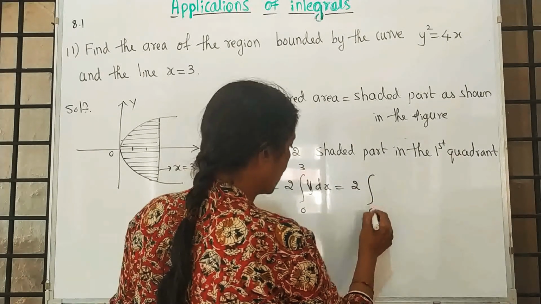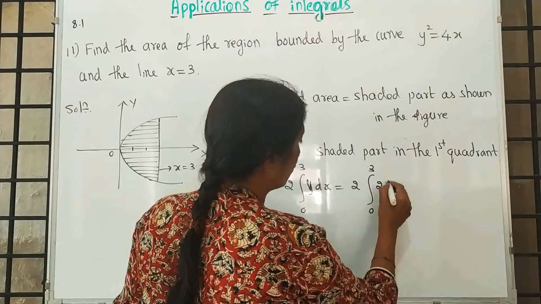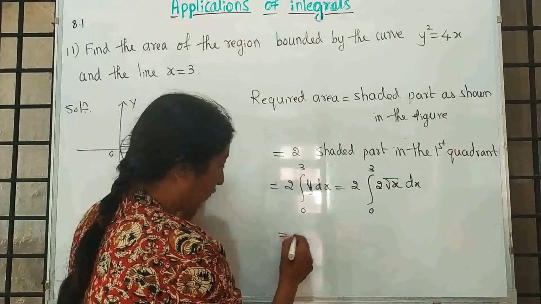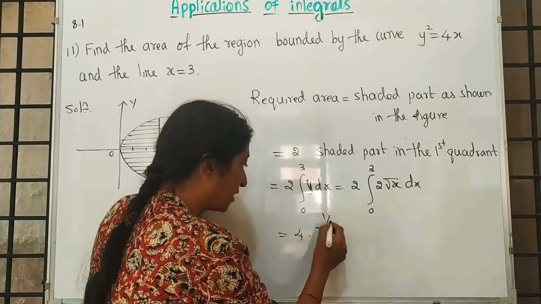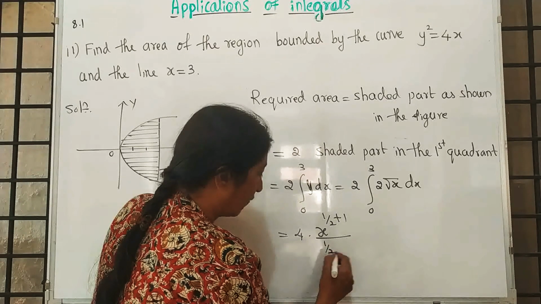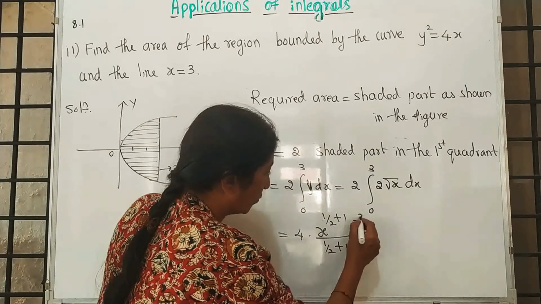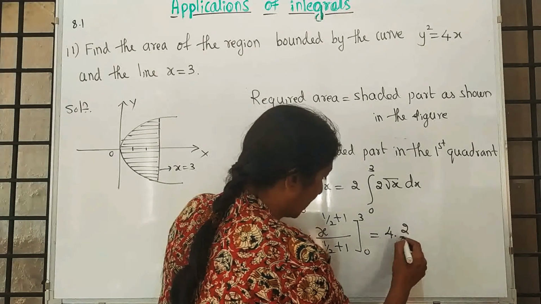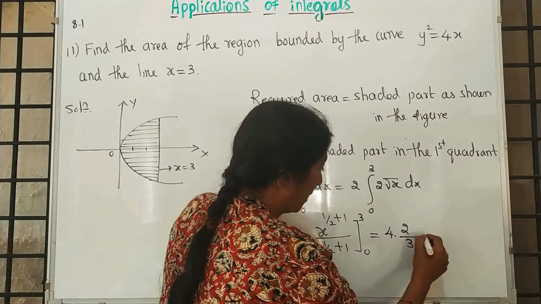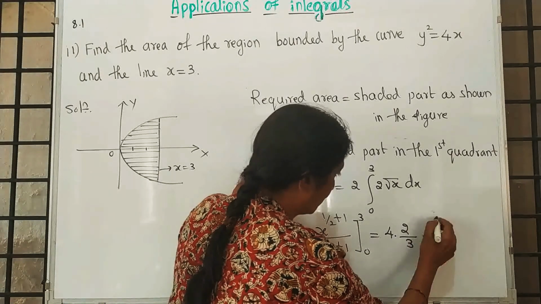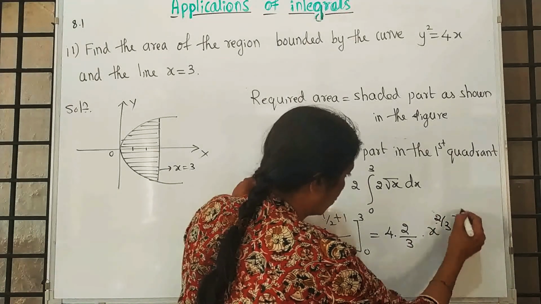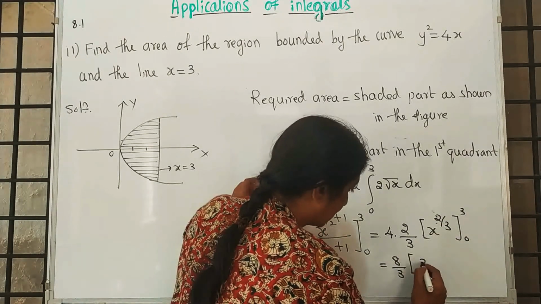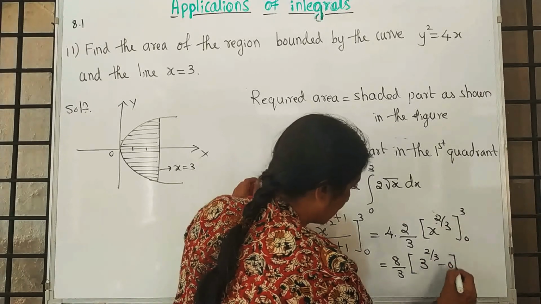2 into the integral from 0 to 3, y value is what? Y square is 4x, which means y is 2 root x. So 4 root x integrates to x raised to half plus 1 divided by half plus 1, from 0 to 3. Half plus 1 is 3 by 2. When 3 by 2 goes up, it is 2 by 3. And x raised to 3 by 2, from 0 to 3, is 8 by 3 into 3 raised to 3 by 2 minus 0.